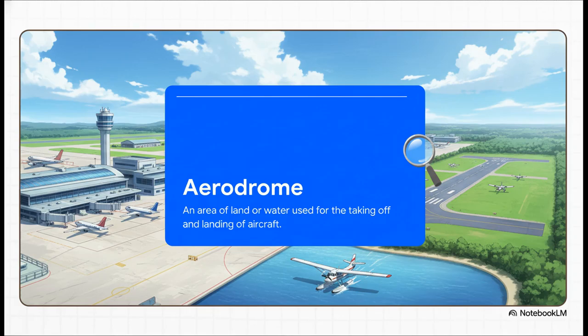What exactly is an aerodrome? Well, by definition, an aerodrome is simply an area of land or water used for the taking off and landing of aircraft. Sounds super basic, right? But establishing this broad boundary is absolutely crucial because we're about to carve this entire space up into very specific zones with very specific rules. It could be a massive international hub or just a tiny grass strip. If it's used for taking off and landing, it's an aerodrome.